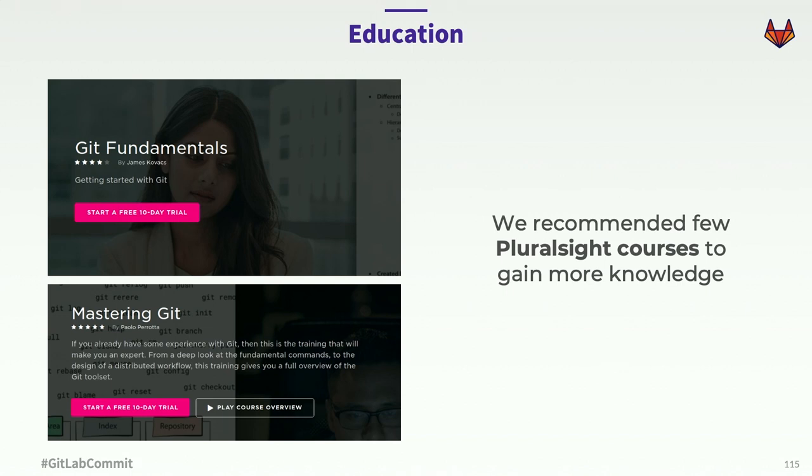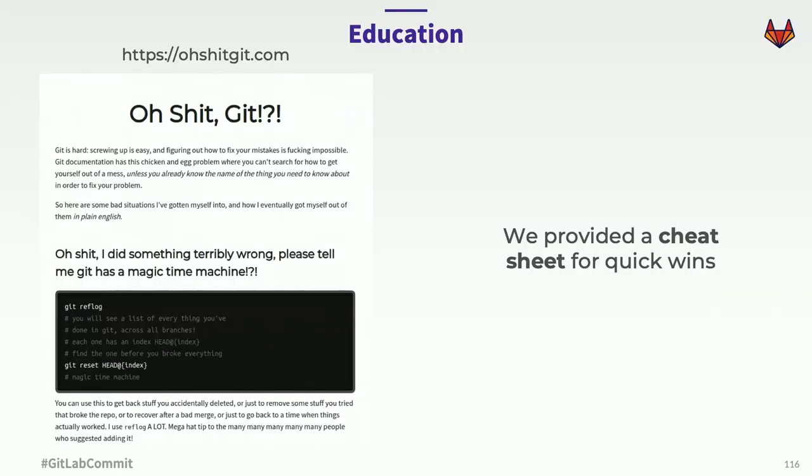AppsFlyer gives all the developers free access to Pluralsight. So we found two good courses, and we sent them to our developers in order to strengthen their knowledge. Another resource that I highly recommend is this one, which can be used as a cheat sheet. It's just a website that has a lot of edge cases that could happen using the Git command line, and how to solve them.